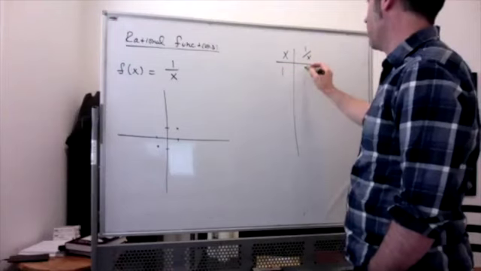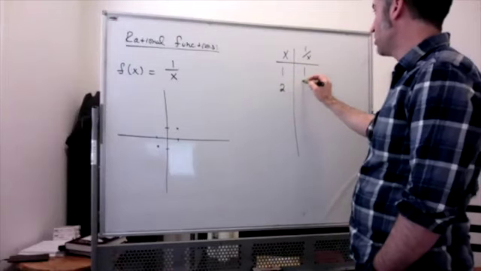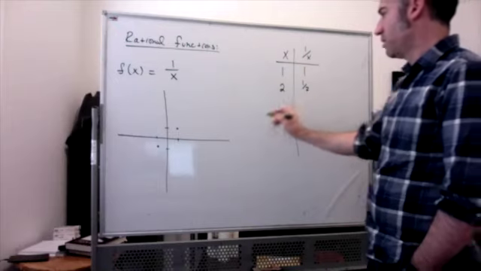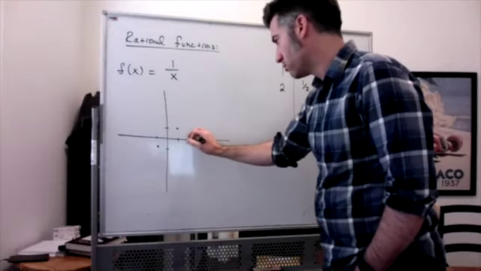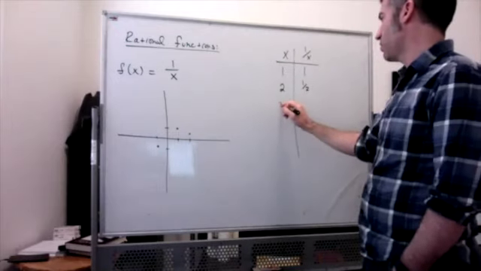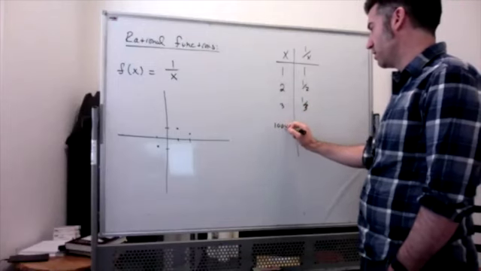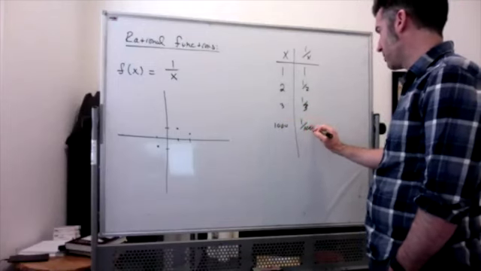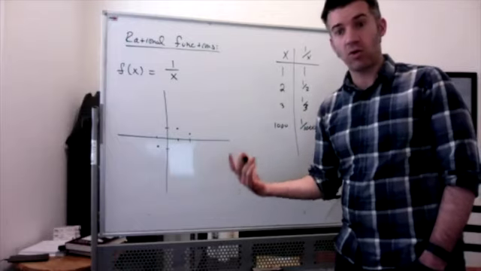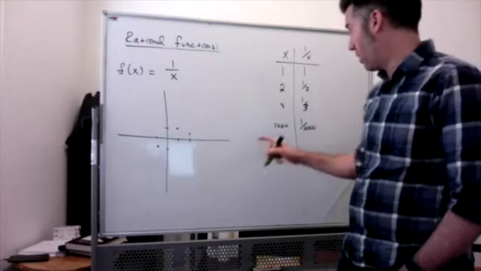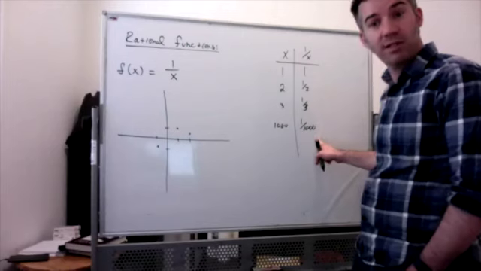So if x is 1, y is 1. If x is 2, y is 1/2. And if x is, say, 3, y is 1/3. And if x is, say, 1,000, y is 1 over 1,000. So as the x values get larger and larger and larger, the y values get smaller and smaller and smaller, but still positive.